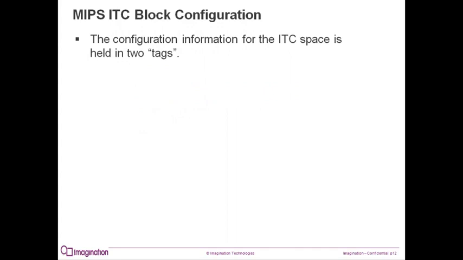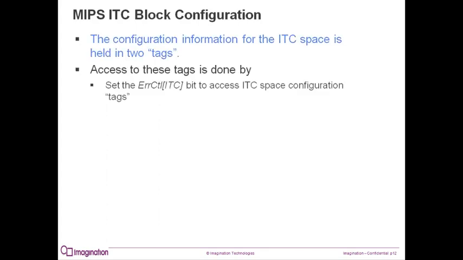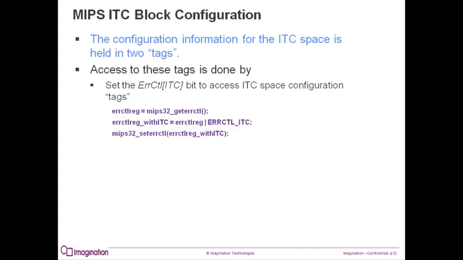The ITC block contains two tags that can be used to read the current configuration and configure the ITC block. To access the ITC block, you need to set the ITC bit in the CP0 error control register. This will direct the cache instruction to the ITC block instead of the cache block. Here is an example of the C code needed to set the ITC bit.